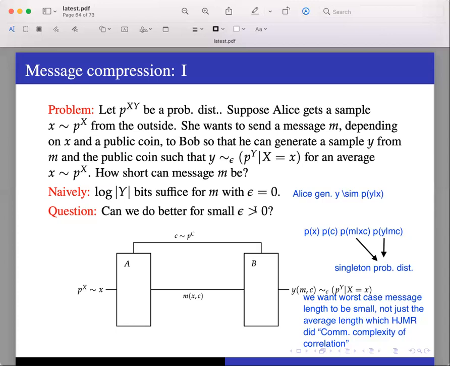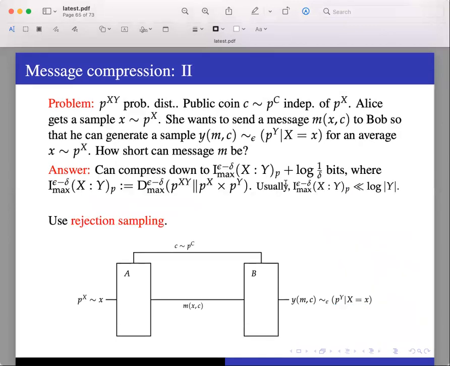We are going to work with variable length messages. No, actually the message length will be fixed, as you said. Okay, so let's go ahead. As Shayantan guessed, we are going to use rejection sampling because he knows AGMR. So the answer is we can compress down to this quantity.